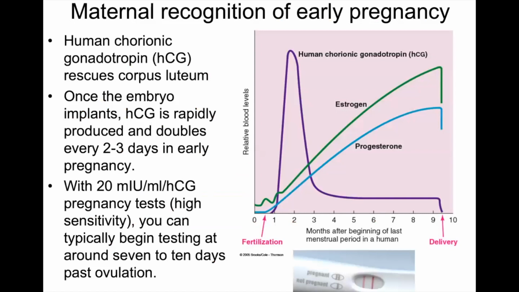One hormone that is produced only in pregnancy is called human chorionic gonadotropin, which rescues the corpus luteum. When the embryo implants, HCG, or human chorionic gonadotropin, begins being released very rapidly and at very high concentration, and helps set the stage for a successful pregnancy.